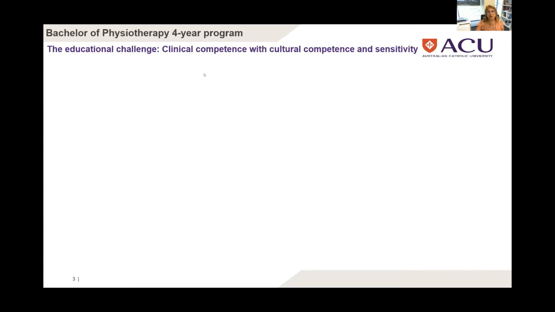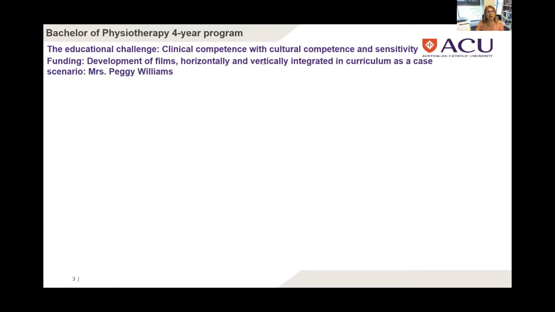So what's the educational challenge? Well, for our students and for all physiotherapy curricula is to ensure that the theory and the clinical skills learned in the first 3 years of the program are able to be integrated and applied in a clinical setting during the students' clinical placements. And we need to ensure that this is also done with both clinical competence and cultural competence and sensitivity.